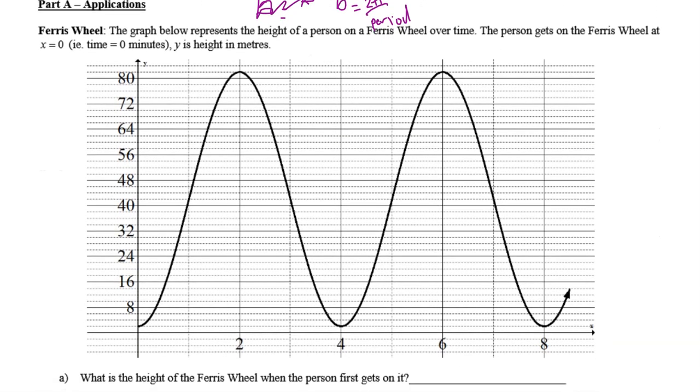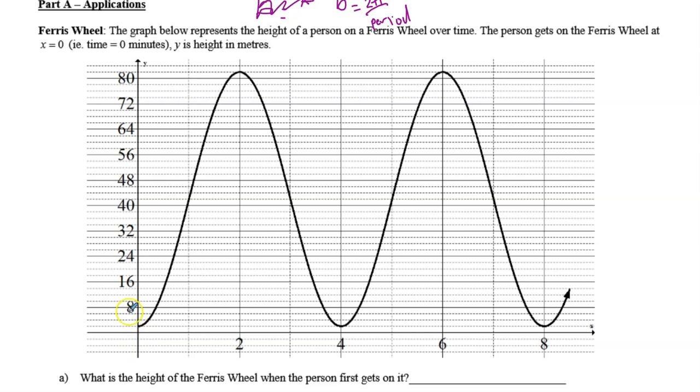The first one, we have a Ferris wheel. Everybody's familiar with a Ferris wheel. You get on at the bottom, and you ride up to the top, back down to the bottom, back up to the top, and so on. The graph below represents the height of a person on a Ferris wheel over time. The person gets on the Ferris wheel at x equals 0, so we're using x and y. That's a time of 0 minutes, and y is the height in meters. It asks, what is the height of the Ferris wheel when the person first gets on it?